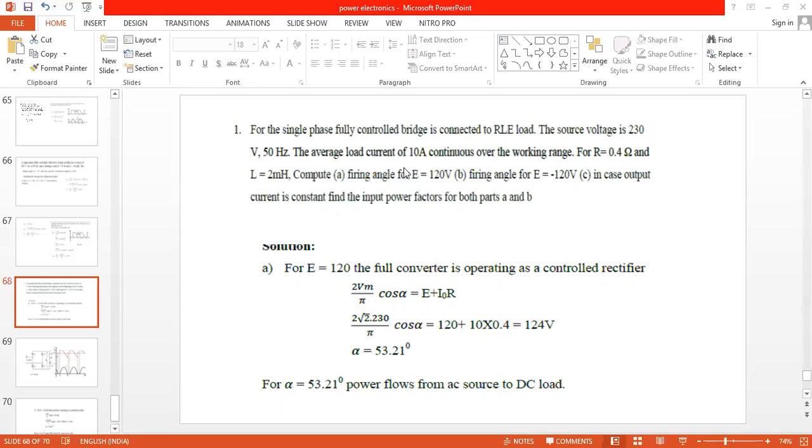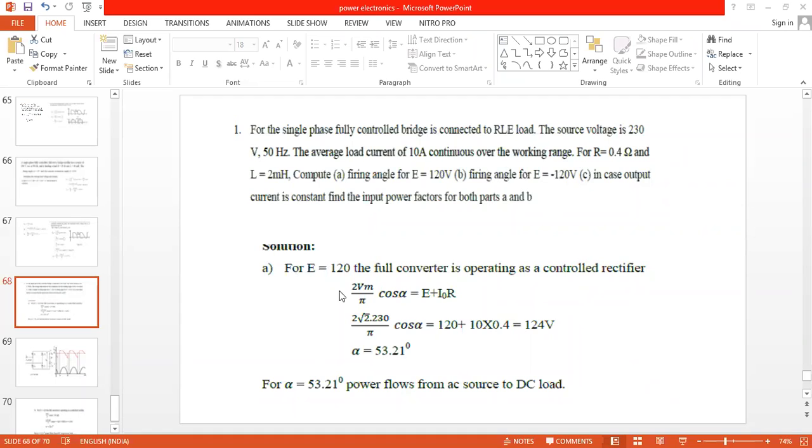What is the back EMF here? 120. And in the second bit, what is the back EMF? Minus 120. There is no word called negative voltage in the entire electrical engineering. Here minus 120 means that the motor is acting as generator and energy is transferred from load to source with the firing angle. What should be the firing angle? We'll see.